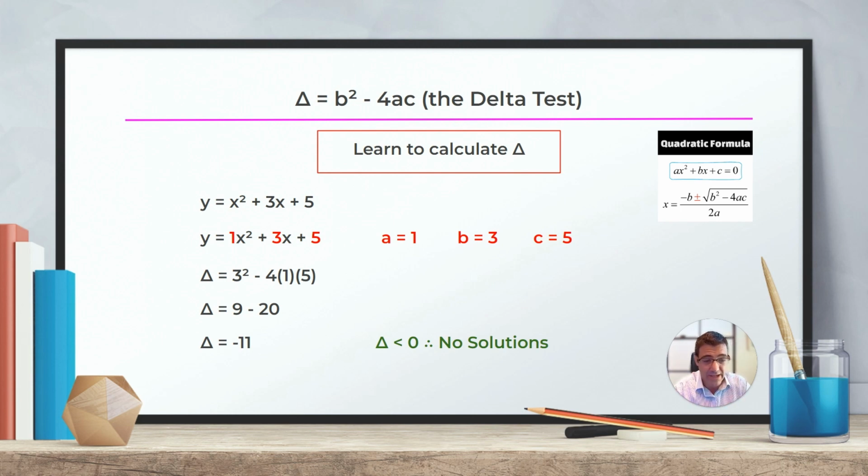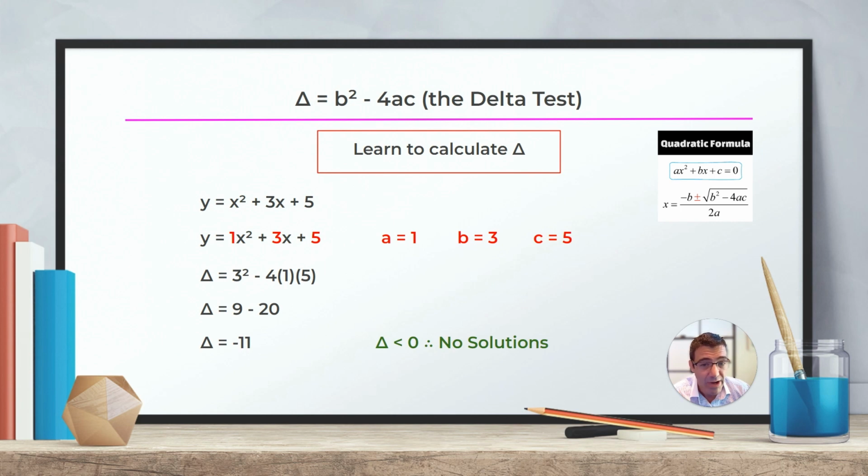You can stop right here. There are no solutions to this quadratic equation. That does not mean you won't have a graph. You will absolutely have a graph. You can still put this in Desmos on your graphic calculator. It just means that you're not going to have 2 points of intersection with the x-axis. So just be aware of this. When delta is negative, you can stop right here.